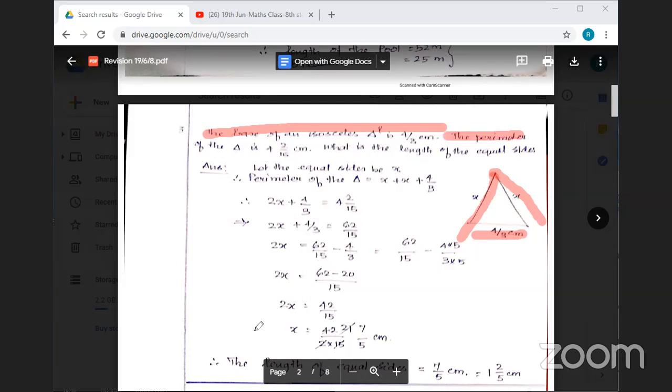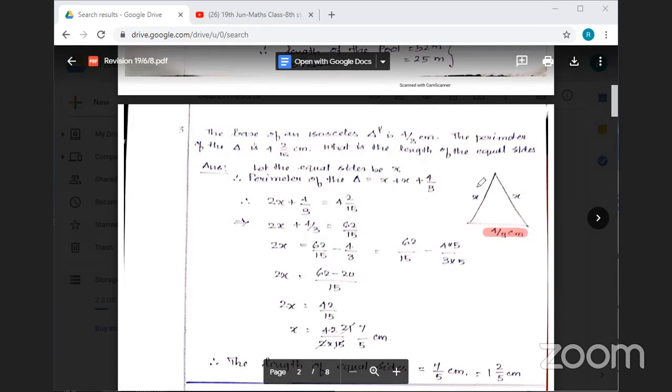What is meant by perimeter? The perimeter of a triangle is the sum of all the three sides. The sum of all sides is equal to the perimeter. Now, the base is given already, 4 by 3 centimeter.